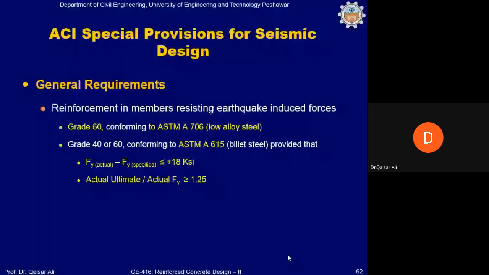As an example, let's say you bring a steel sample from the field, which is grade 40, you test it, and the actual yield comes out to be, let's say, 65. Then actual yield is 65 minus specified yield, which is 40. So 65 minus 40 is 25. 25 is not less than 18 ksi, it is more than 18 ksi. So this steel shall not be used in the members of the moment-resisting frame, any member of the frame.